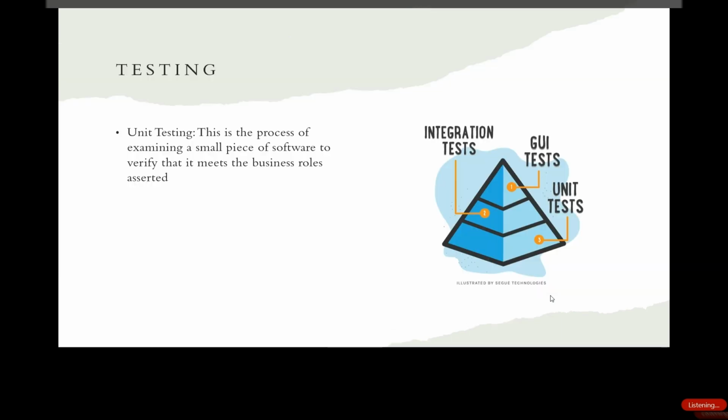So I'll start by defining what unit testing is. Unit testing is the process of examining a small piece of software to verify that it meets the asserted rules, the business rules. So unit testing is kind of like you take a small piece of software out from a whole big system, then you examine it to see the behavior of that small piece in your software, to see how it can help the business, how it can help improve the business.